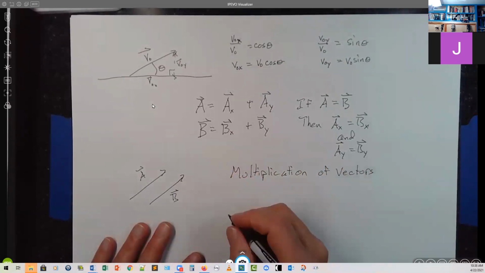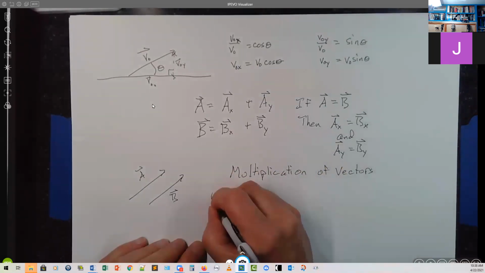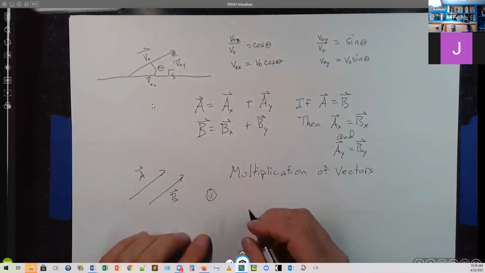There are actually the ones we're going to be interested in: multiplying vectors by scalars. And that's really the only one we're going to do.